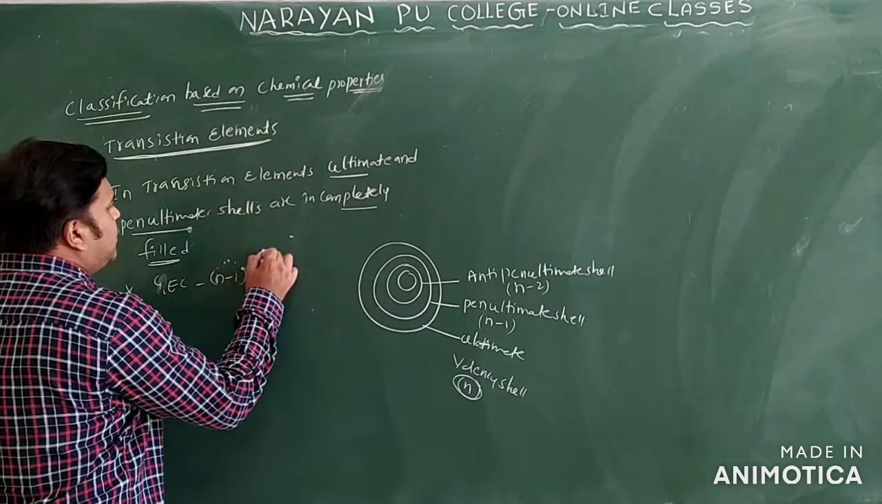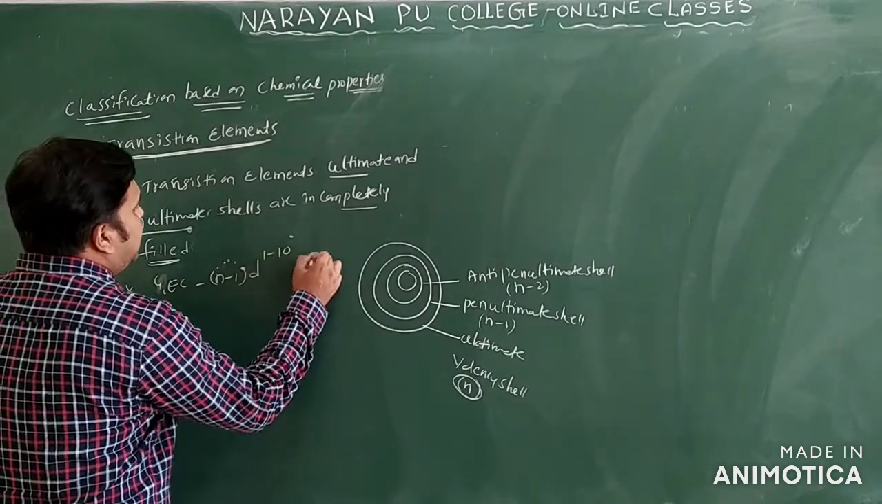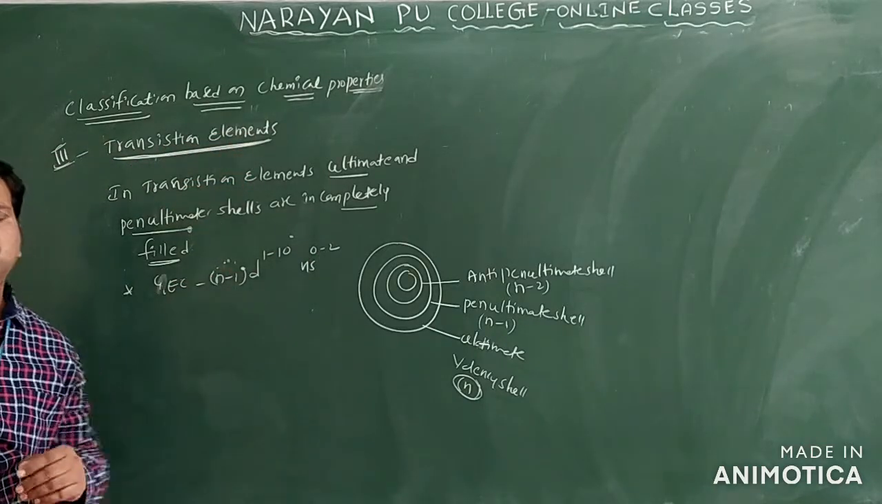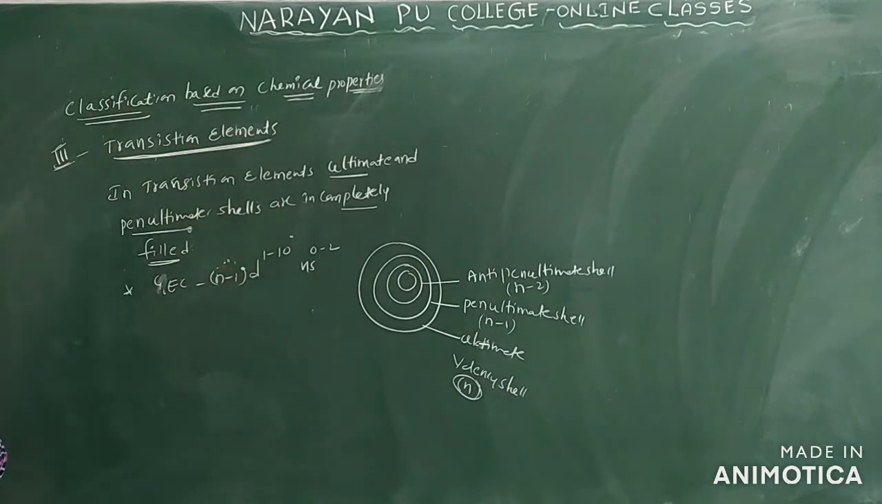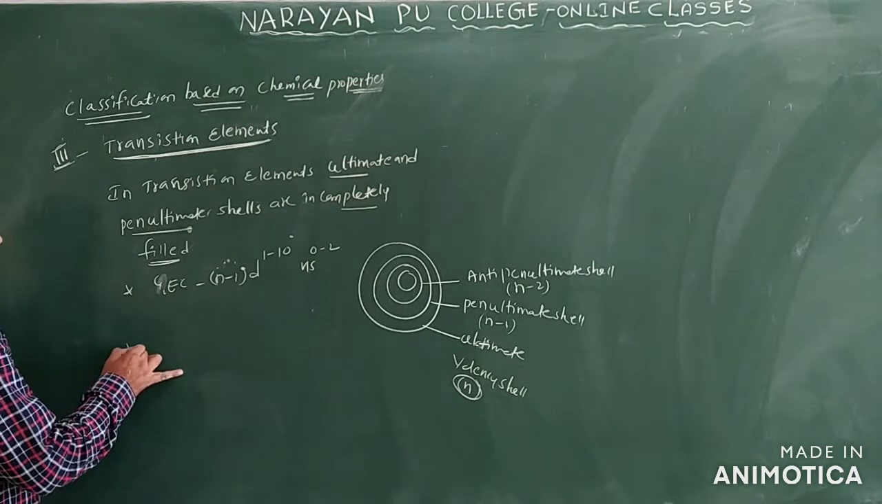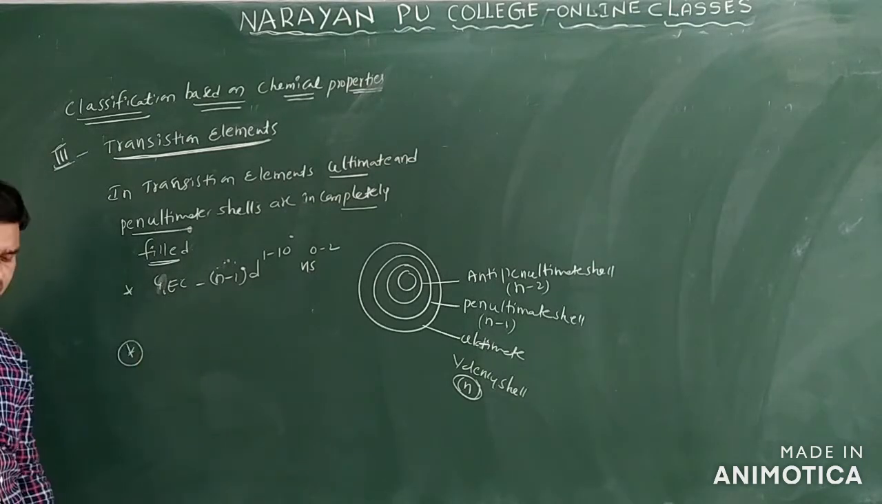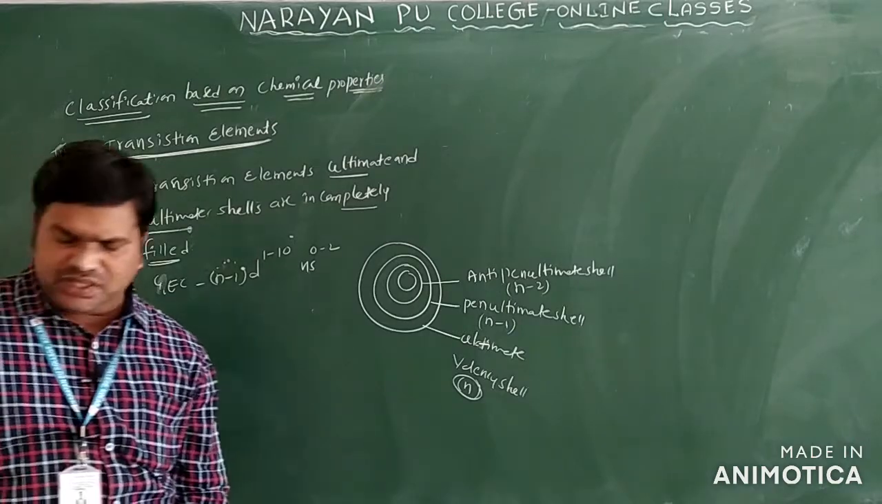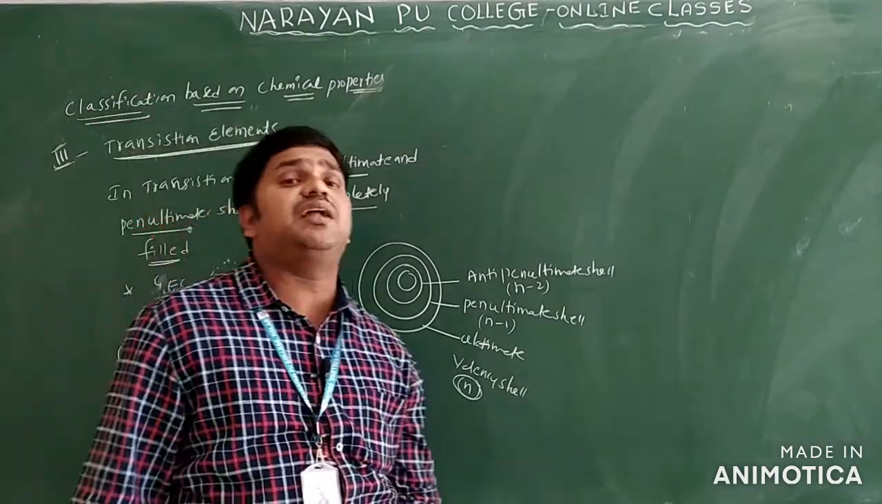N-1 d1 to 10, ns 0 to 2 only. So this is the general electronic configuration for which one? Transition elements only. So here we will write one more point also. Elements in which incompletely filled or partially filled d orbitals are there.